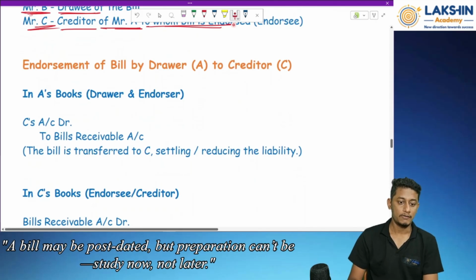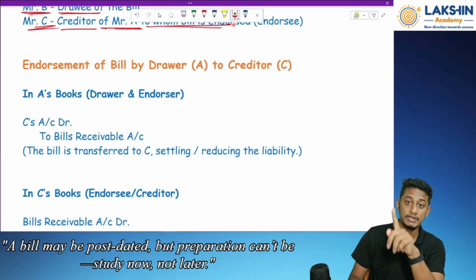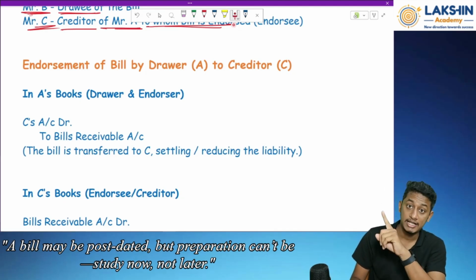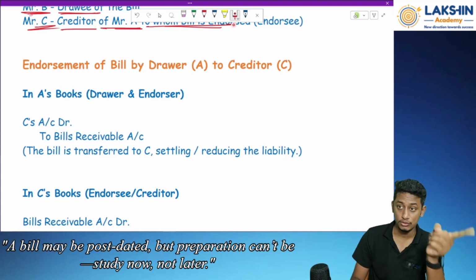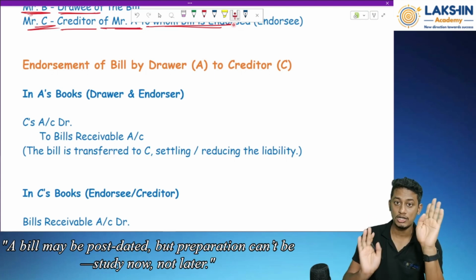Okay. Now, endorsement of the bill by drawer Mr. A to the creditor Mr. C. Whose creditor is Mr. C? Mr. A's creditor, not Mr. B's. Mr. B is only paying him because of the bill of exchange. That's it. Clear?